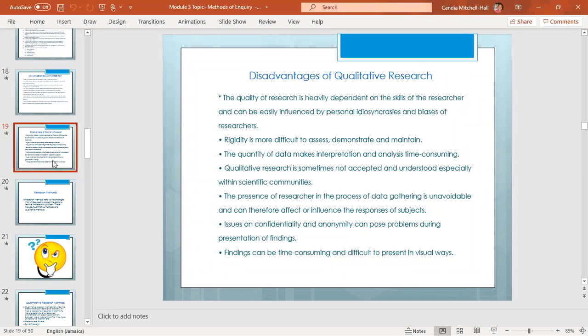Also, the rigidity is more difficult to assess, demonstrate and maintain. Another disadvantage is that the quality of the data makes interpretation and analysis very time consuming. Because when you do those interviews, usually you will have to transcribe the interview. So you tape the person and you have to transcribe it. And that can be very time consuming, right?